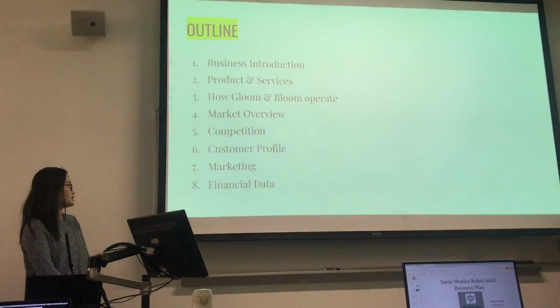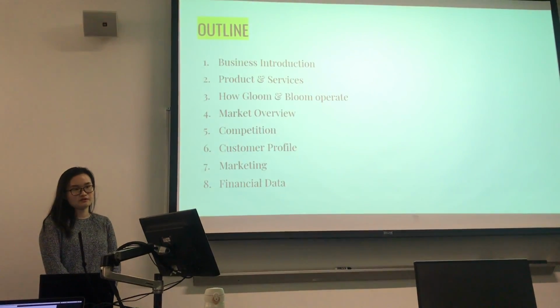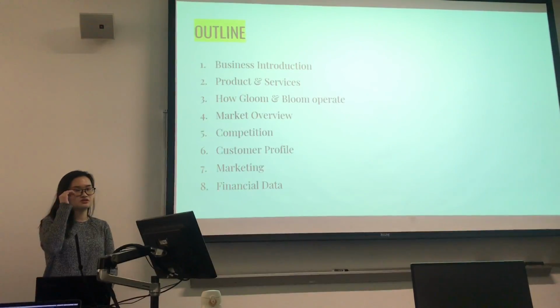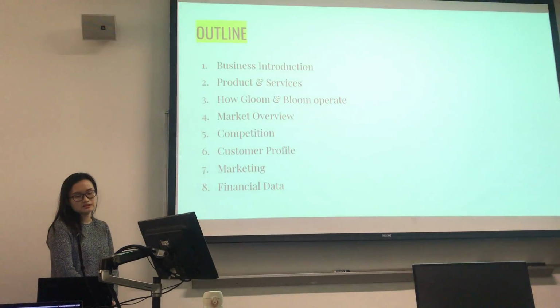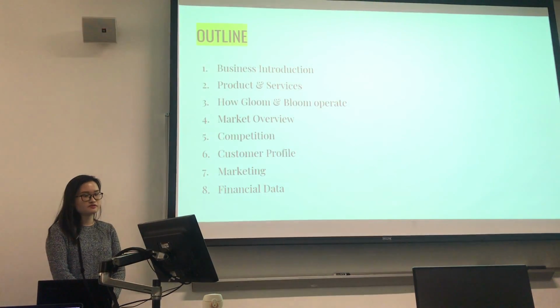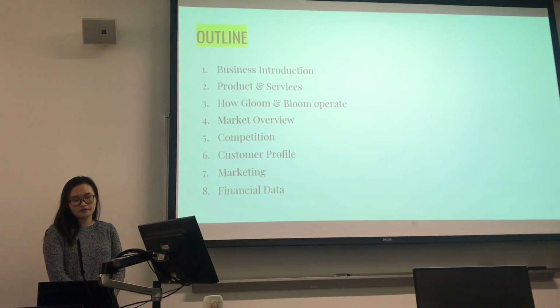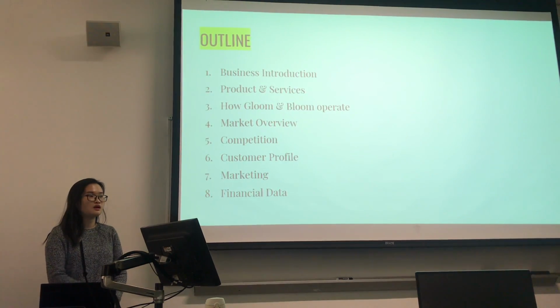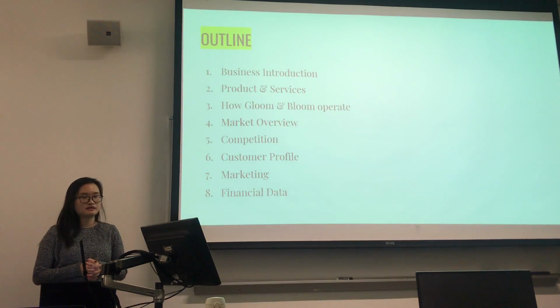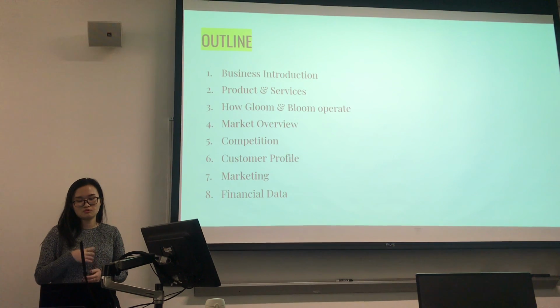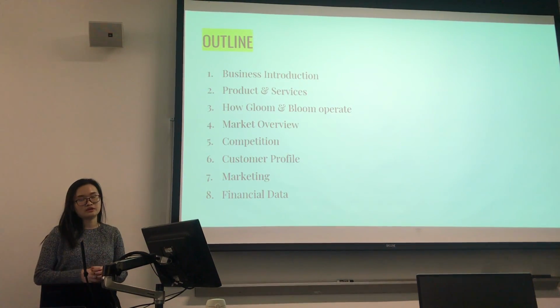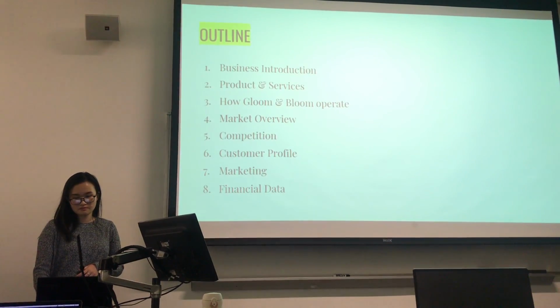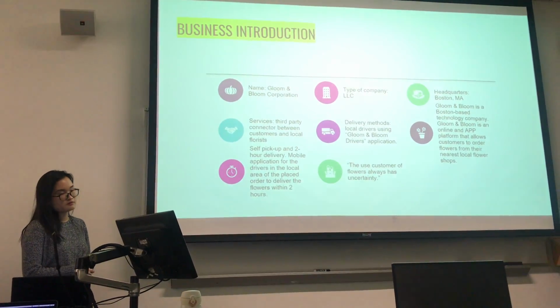So this is the outline. There are 8 parts. We will start from the most basic thing, which is the business introduction, and we will go into details of what is our product and services, how we operate, what the market looks like, what the competition is, who our targeted customer is, and then we'll go into more of the financials and marketing. So first up, we're going to introduce you to our business.